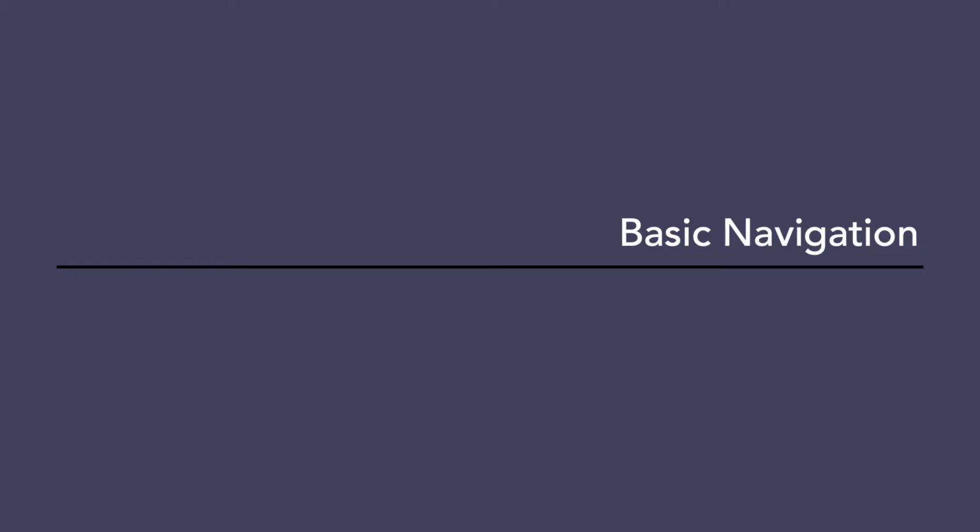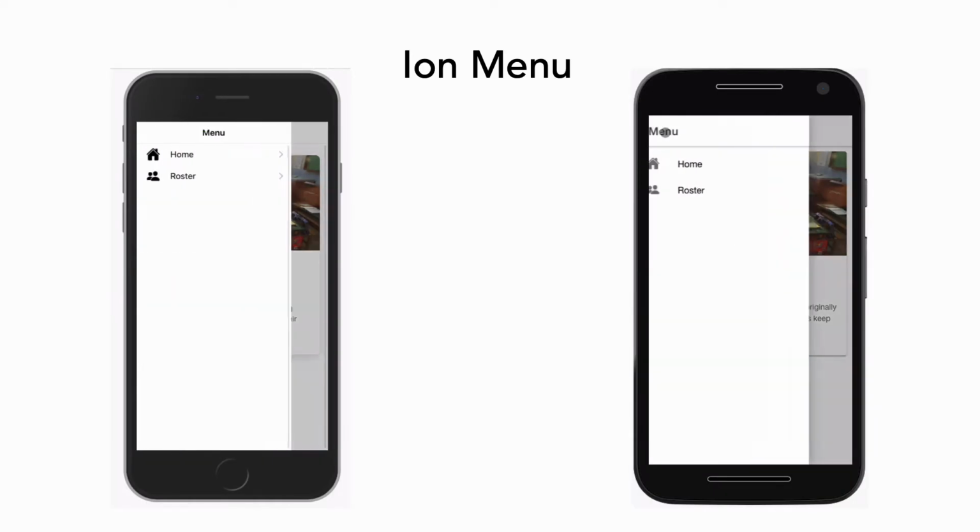Before we wrap up this chapter, I want to add a menu to make it easier to navigate between the home page and the roster page. The menu will mostly look and act like the one from the guided tour in Chapter 1, but it will be a bit simpler. In Ionic, you create a menu with the Ion menu component. The Ion menu is an Ionic component that implements a side menu.